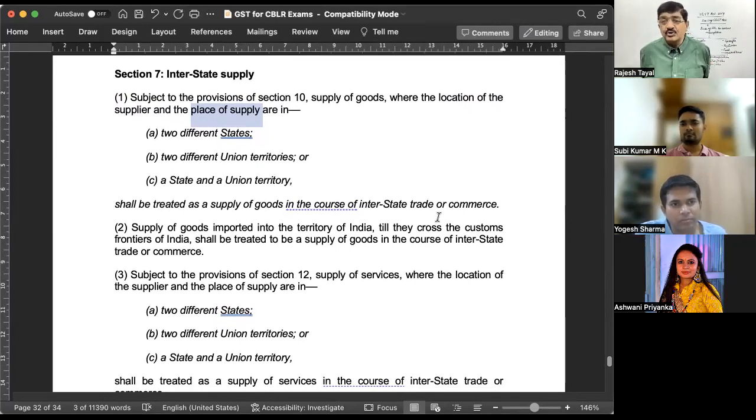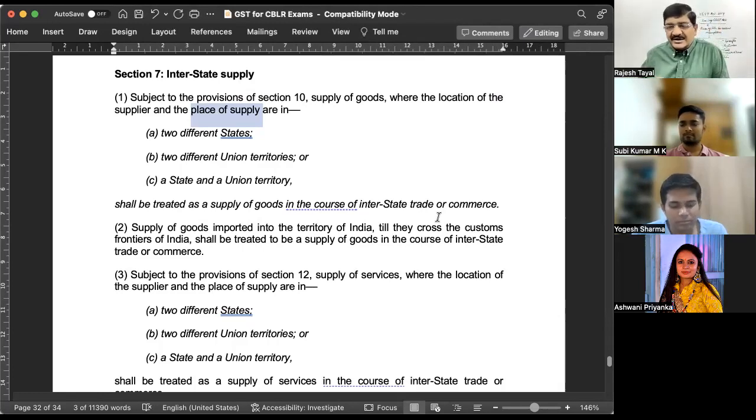When you go to any mall, suppose you are traveling to Mumbai and you do the shopping in Mumbai, what kind of supply is it for the seller in the mall? Interstate or intrastate? Intrastate. What is the place of supply? Place of supply is where the mall is located. Exactly. So it will be intrastate.